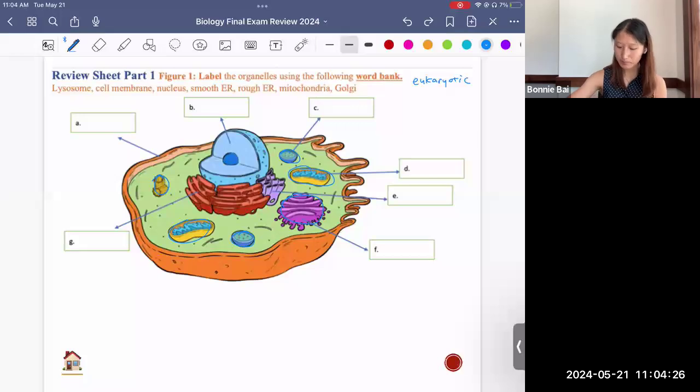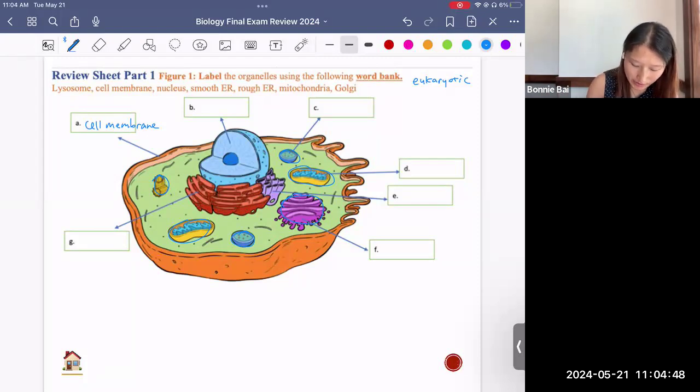So we have A, which is the cell membrane. And obviously the cell membrane helps contain the cell and also allows certain material to go in and out of the cell. That's the purpose of the cell membrane, which you also should know. The cell membrane is a selectively permeable membrane, which means some material can go in and out, and there are different mechanisms to allow that.